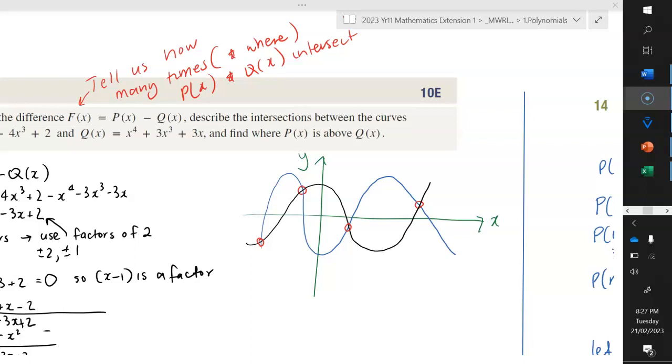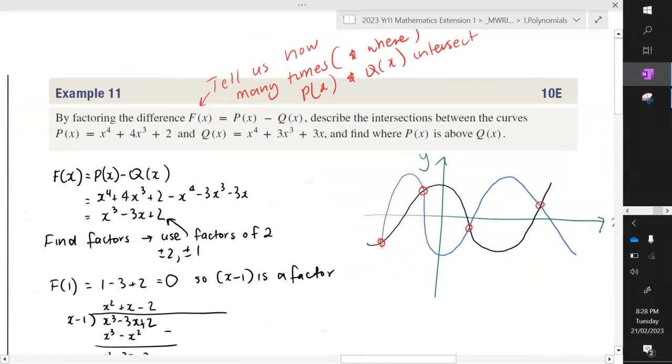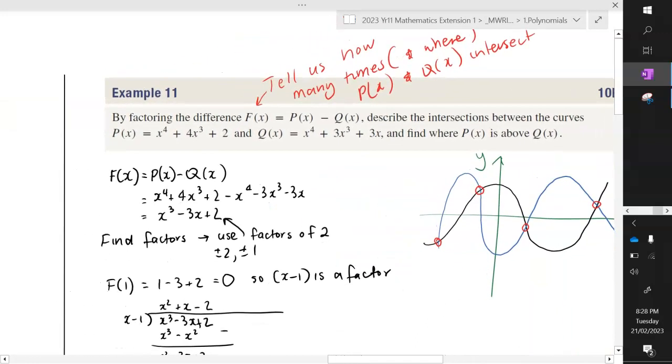Okay, so this new function f of x that we're going to make in a second from the subtraction of p of x and q of x is going to tell us where and how many times the curves intersect. Because if we were to subtract the y values at each of these points, they're going to be the same, because this is where they cross, so we're going to get that 0. So let's work out what the y values are going to give us 0 for over here.